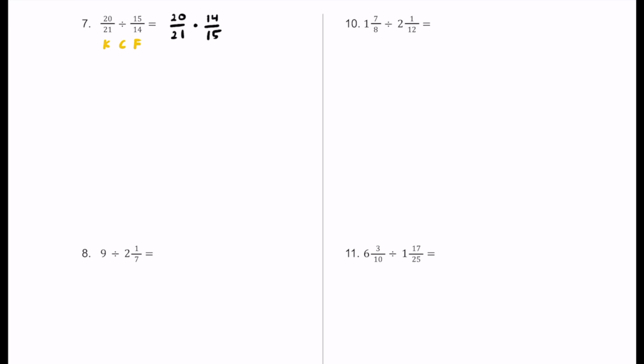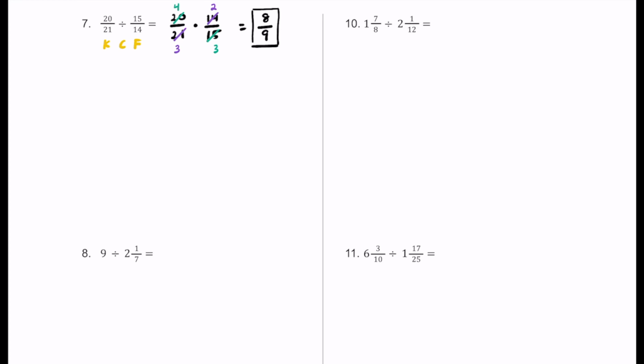Now I'm looking at this 4 and 21. Actually, looking at 14 and 21, you can divide them both by 7. 14 divided by 7 is 2. 21 divided by 7 is 3. Now for 15 and 20, I think their GCF is 5. Dividing 20 by 5, we get 4. And dividing 15 by 5, we get 3. And I think that is it, right? So on top, 4 times 2 is going to be 8. And on bottom, 3 times 3, that's going to be 9. So 8/9 would be our final answer here.